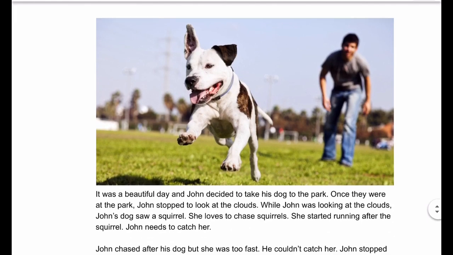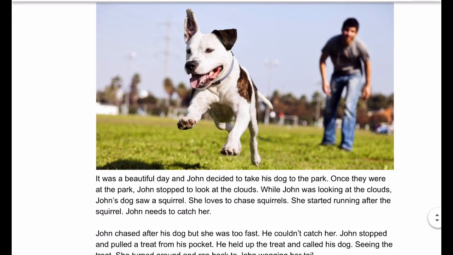Let's look back at this story. We read the story before. It was a beautiful day, and John decided to take his dog to the park. Once they were at the park, John stopped to look at the clouds. While John was looking at the clouds, John's dog saw a squirrel. She loves to chase squirrels. She started running after the squirrel. John needs to catch her.